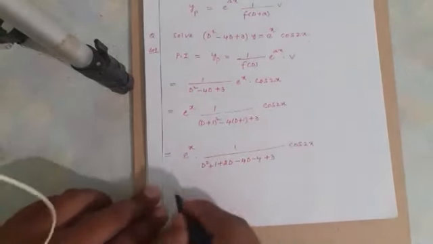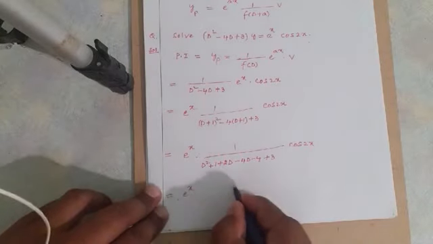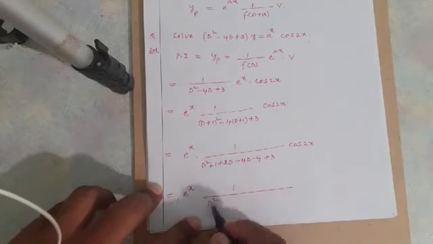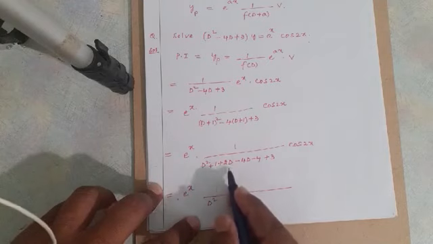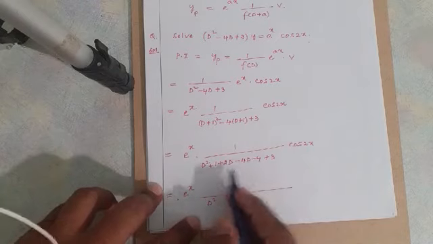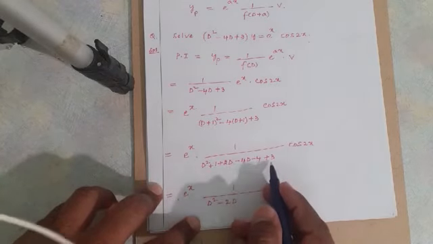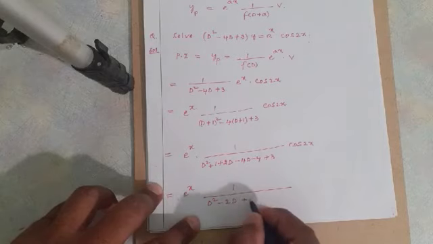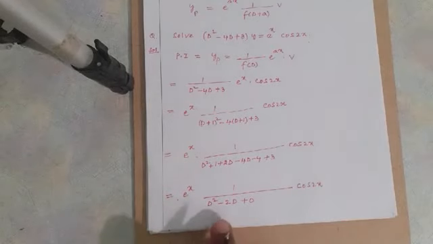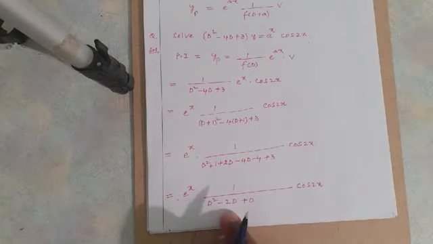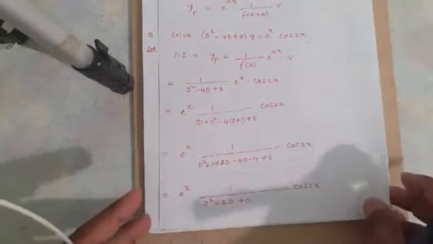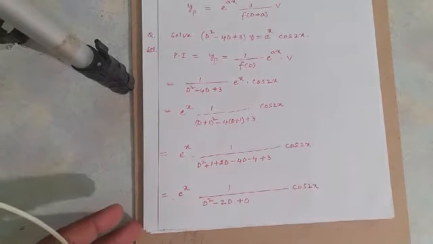Then this becomes e power x into 1 upon D square first and then the D terms: plus 2D minus 4D is minus 2D. Then the constants: 1 minus 4 is minus 3, plus 3 becomes 0. So we have cos 2x. Now you can see we got D square minus 2D. Is it okay? Yes. Next, if you have any doubt you can ask me.